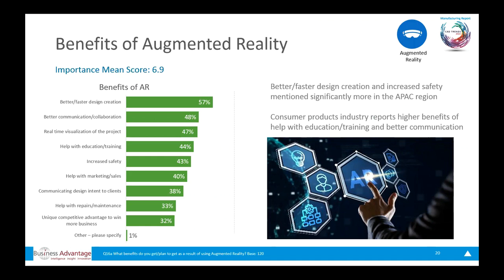In the APAC region, significantly more respondents mentioned the benefit of increased safety. And within the consumer products industry in particular, there were higher levels of mentions of the benefit of augmented reality helping with things like education and training.